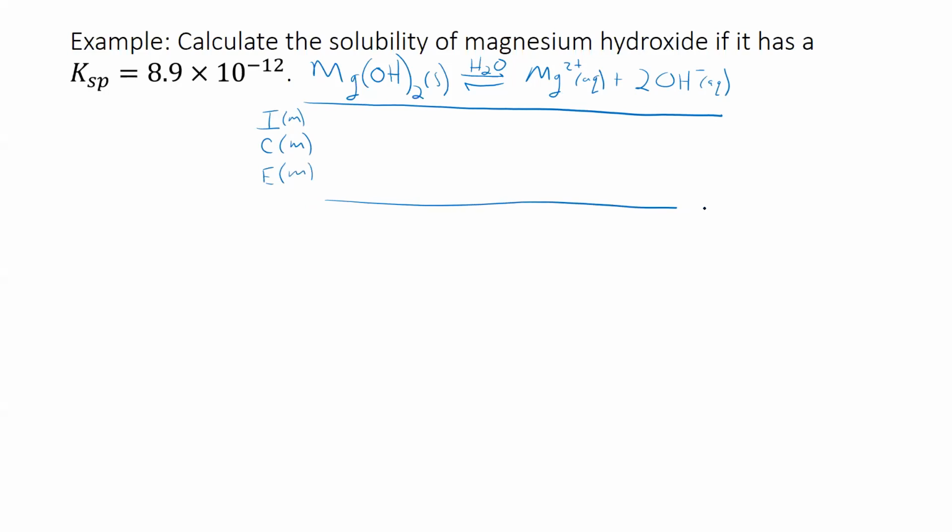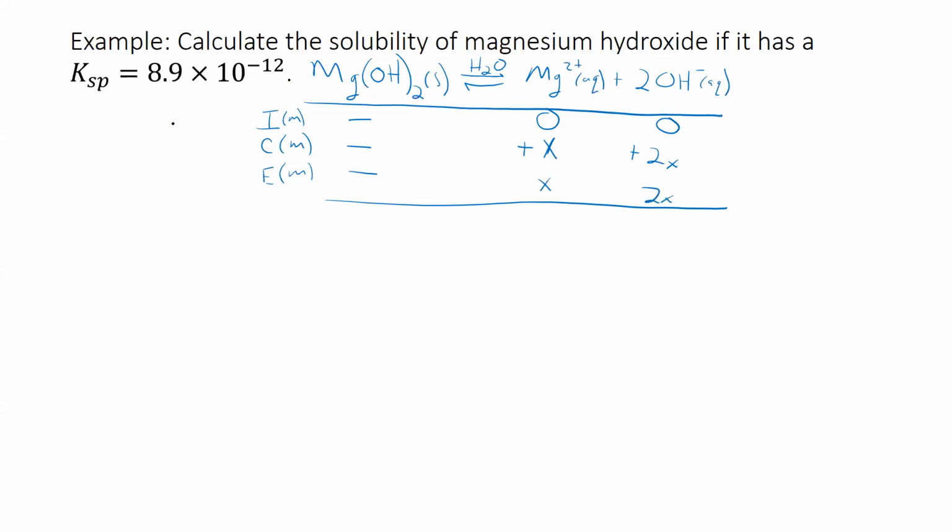Okay, so we put our ICE box together in the same way. We don't worry about the magnesium hydroxide. Our initial concentration of magnesium 2+ is 0, and hydroxide is 0. For every magnesium hydroxide that dissociates, we get a magnesium 2+, so there's plus X, but we get 2 hydroxides, so plus 2X. So at equilibrium, we have X and 2X.